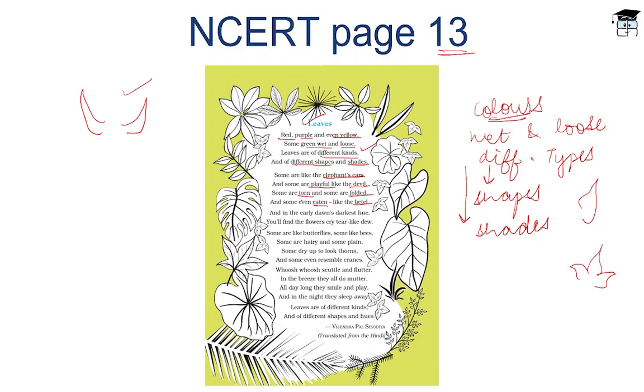Okay. Then she is saying some are torn. Okay. Like this leaf. Okay. Some are torn. Okay. And some are folded like this leaf here. Okay. This leaf is also folded. Okay. And then she says some are even eaten. So some leaves are even eaten. Okay. They are eaten like the beetle. Beetle is an insect. Okay.